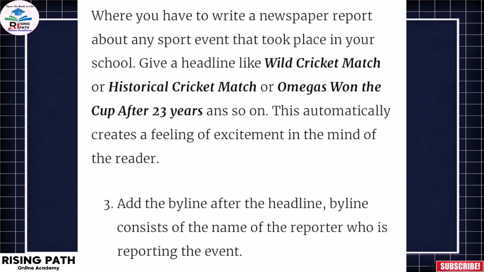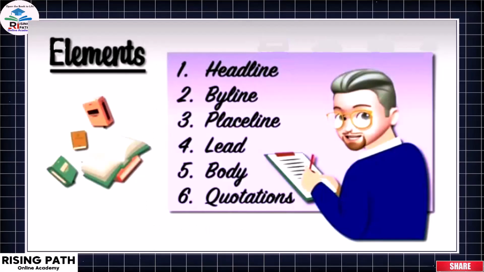Now, as you can see, this is the example when we are going to write a newspaper report about any sport event. So we have to give a headline like wild cricket match or historical cricket match. So first of all, we have to write down the headline, then we have to add the byline. The byline consists of the name of the reporter, who is reporting the event. That is your name. The place should be written just before the content. This is the reporter's current location.